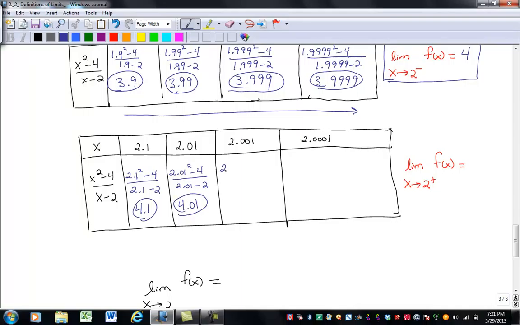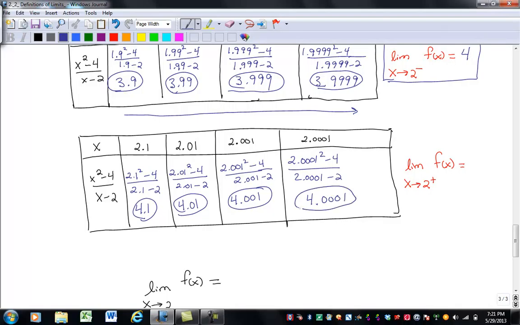Put in 2.001. 2.001 squared minus 4 over 2.001 minus 2. Type that into your calculator, you get 4.001. Notice these numbers are getting smaller and smaller and closer to 4. And the last one, 2.0001 squared minus 4 over 2.0001 minus 2. And that gets you 4.0001 when you type it into your calculator.